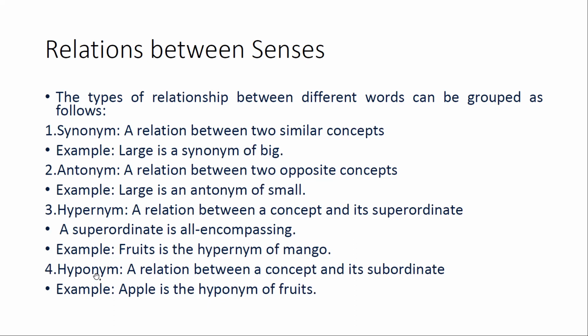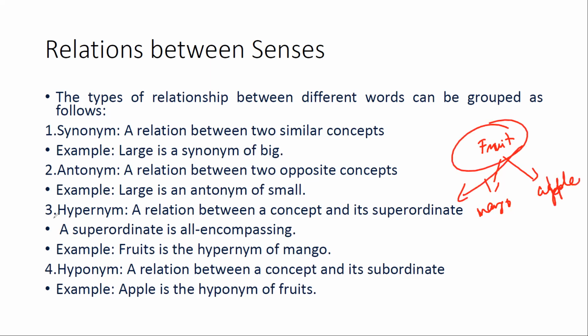But hypernym and hyponym are kind of new words for many of you. A hypernym is a relation between a concept and its subordinate; a superordinate is all-encompassing. For example, fruit is the hypernym of mango, right? Mango is a fruit, but we can't say that all fruits are mango. So fruit is kind of the parent of mango. And this fruit can be even apple or strawberry, it can be any fruit. So fruit is the superset. In this case, hypernym means who is the father, the root node, right?